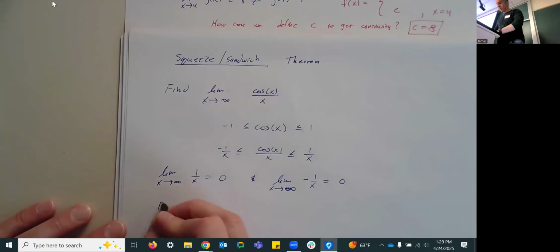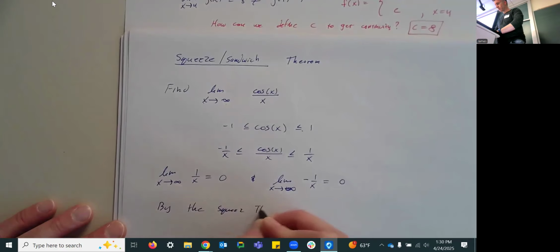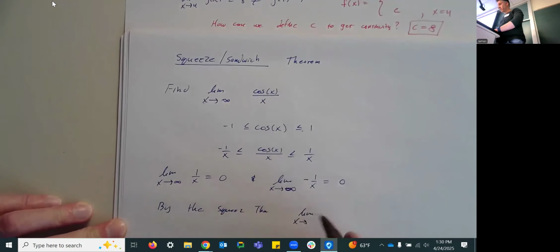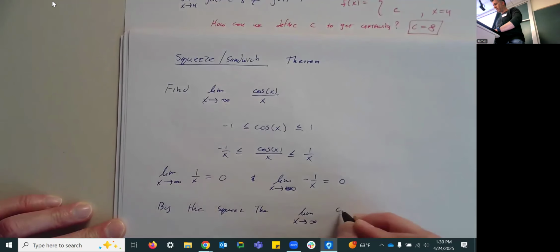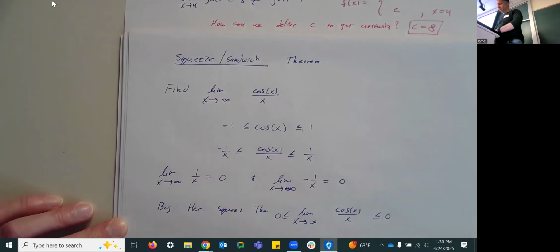So we can say by the squeeze theorem, the limit of the middle part, well, since it's less than or equal to 0 and bigger than or equal to 0, the limit as x goes to infinity of cosine of x over x has to be between 0 and 0, aka it's equal to 0.